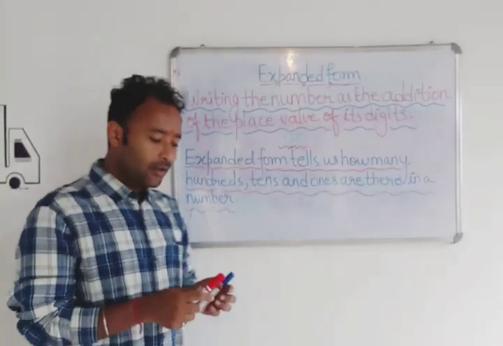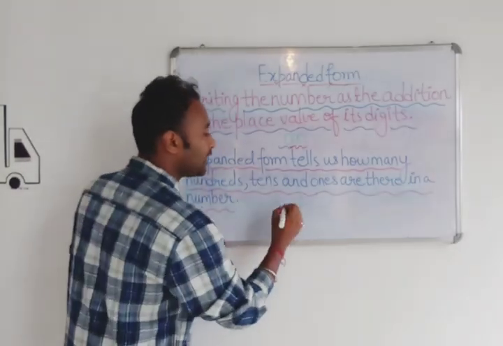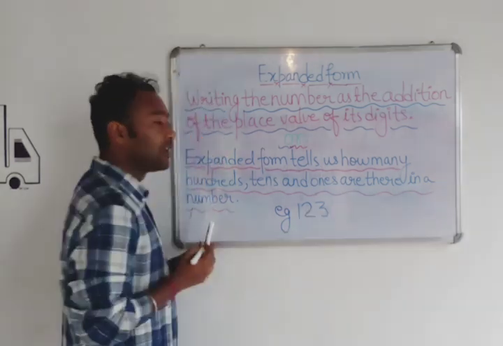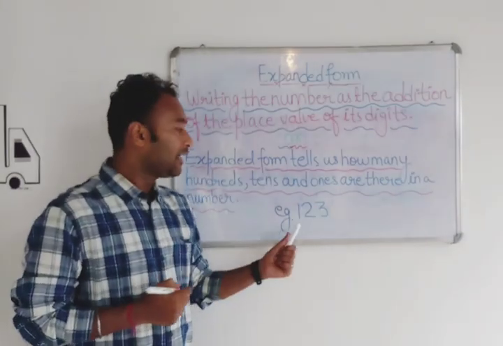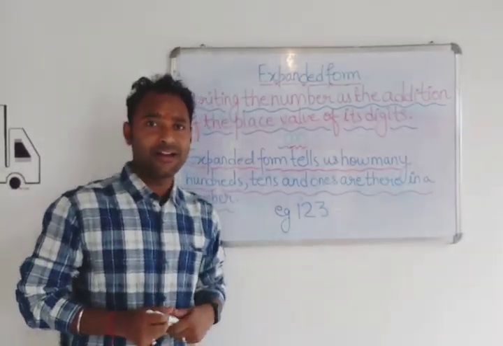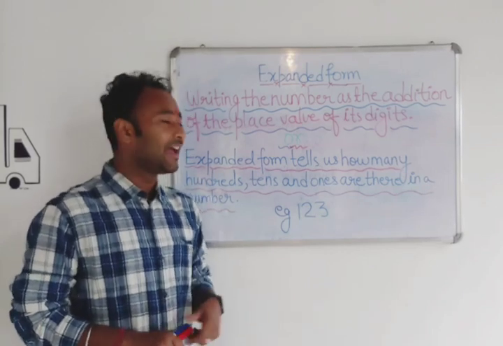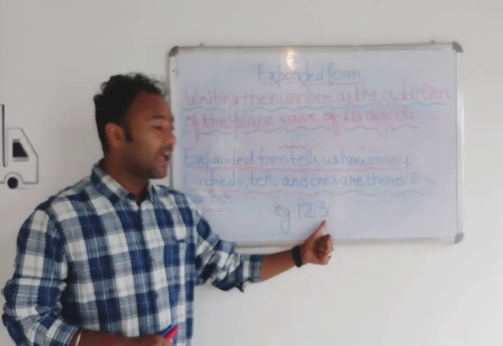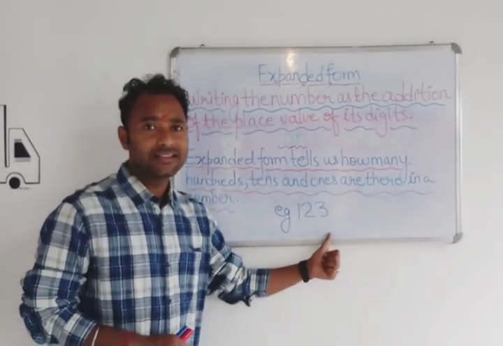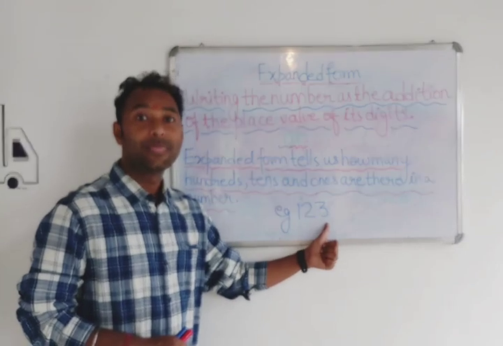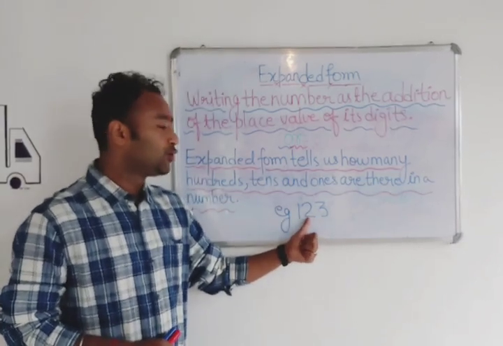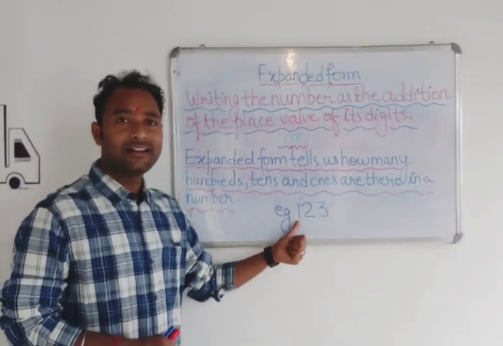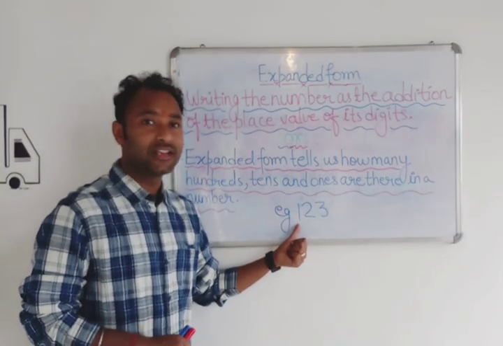Understood, students? So for example, the number is written there as 1, 2 and 3. Now if I ask you how many digits are in this number, can you tell me? Yes, there are 3 digits. And now can you give the place of each digit? Yes, the 3 is in the ones position, the 2 is in the tens position, and the 1 is in the hundreds position.